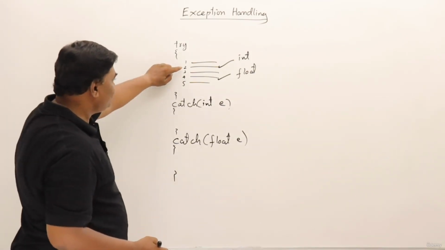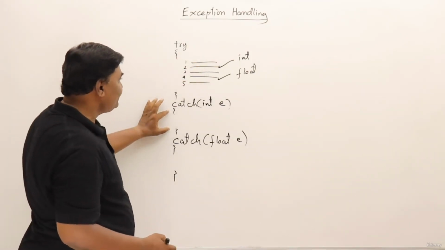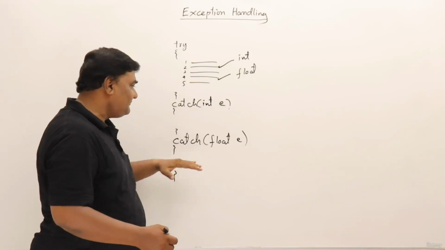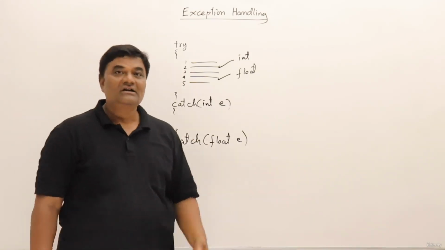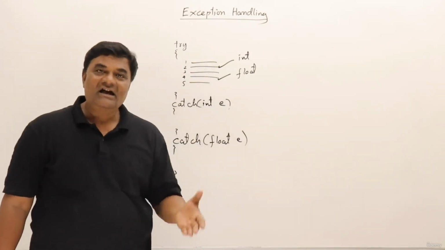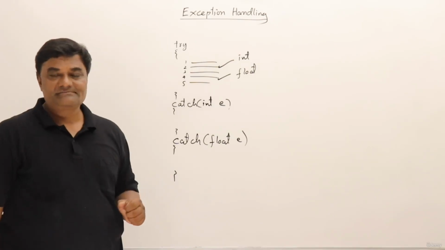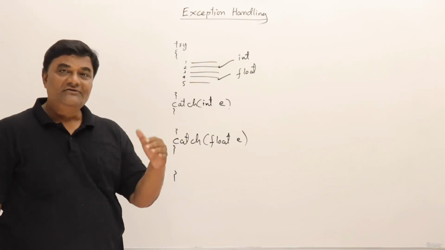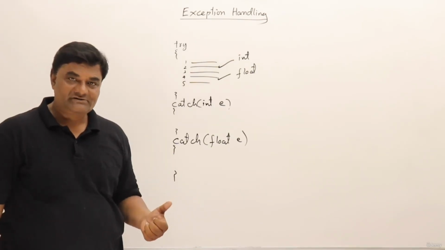So if there is an exception of integer type, it will go to this catch block. If there is an exception of float type, then it will go to this catch block. So that's it. So we can have multiple catch blocks. One thing we learn: we can have multiple catch blocks.